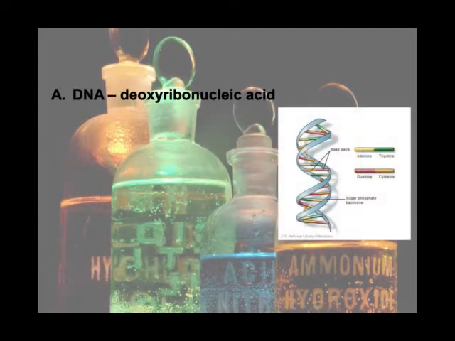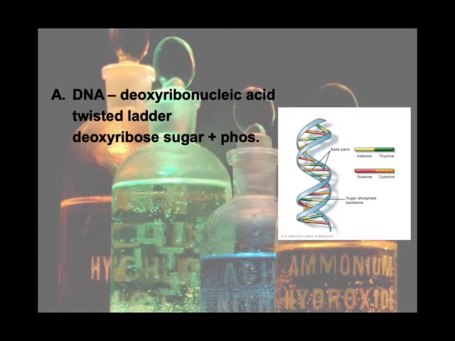Here's a picture of DNA. It has a very characteristic shape, looks kind of like a twisted ladder. If you take a ladder and just kind of twist it on itself, that twisted ladder shape is called a double helix. The deoxyribose sugar and the phosphates make up the side pieces of the ladder, all the way down and all the way back up.